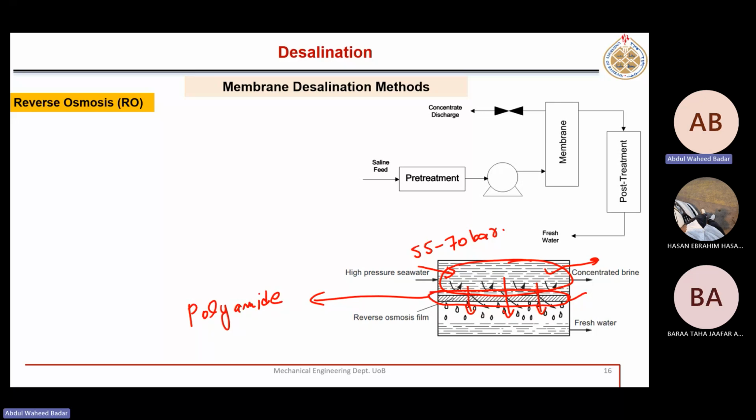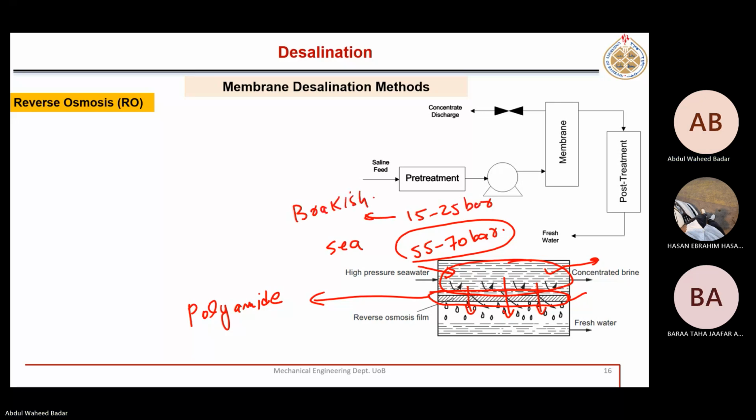So this is the working principle of this system, which is called the RO system. This is the pressure required on this side if it is seawater. Especially for seawater, we need high pressure. For brackish water, which is less salty, we may need lower pressure. 15 to 25 bar is also enough for brackish water. Okay, so the output is collected here, which is fresh water.